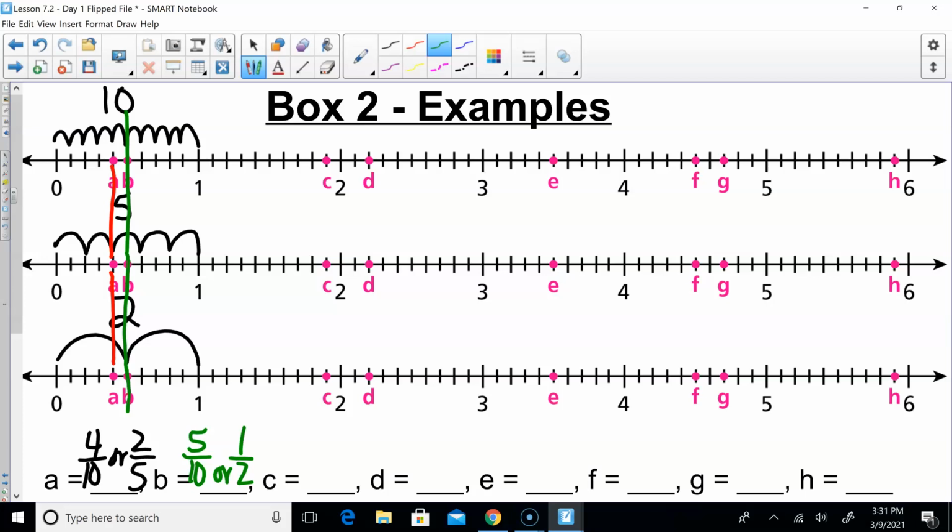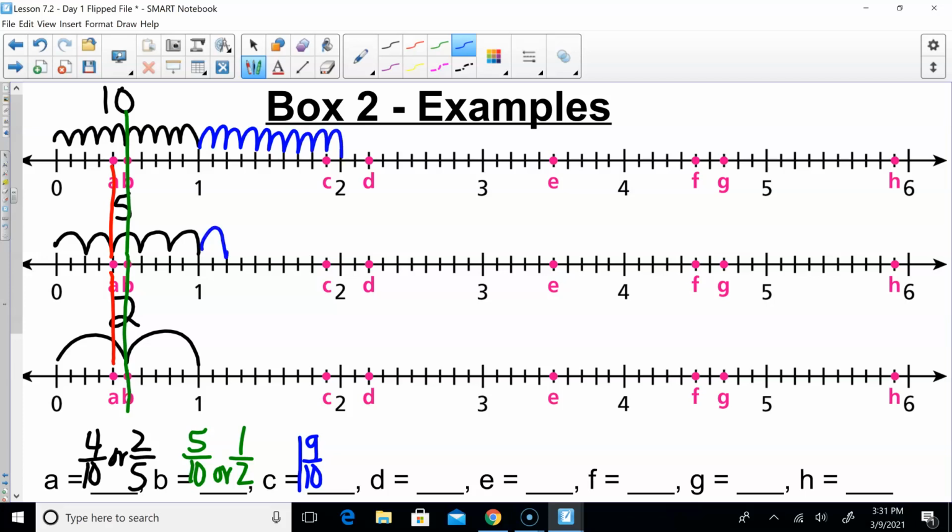So kind of look at as well, what does C look like? Well, if we go by tenths, it looks like C is 9 tenths. Oh, actually 1 and 9 tenths. 1 and 9 tenths. If we look and think about that, if we do this one, so 1, 2, 3, 4, 5, 6, 7, 8, 9, 10.